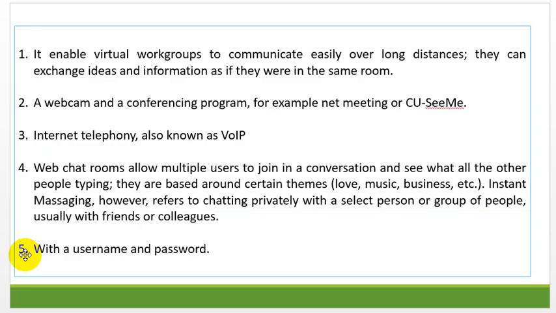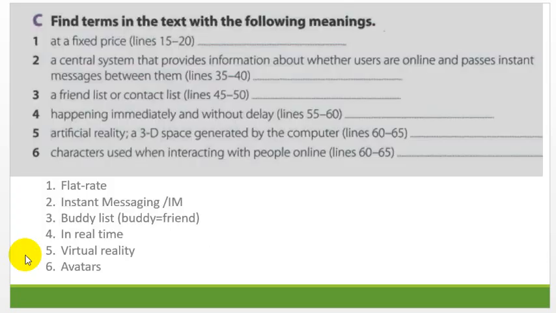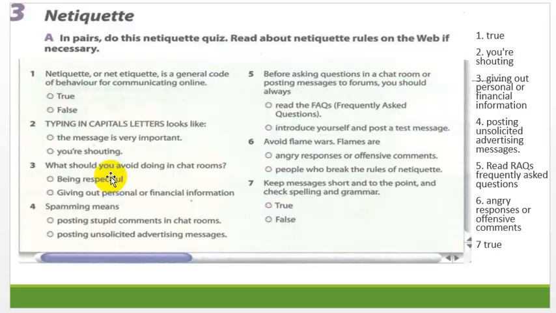If you can find, here is the answer key, and you can match these answers with the questions above. And once again, we have another exercise. Find a term in the text with the following meaning: these are at a fixed price. Please go to line number 15 up to line number 20 and find this phrase. What is the meaning of at a fixed price? It means flat rate. Do the second, third, fourth, fifth, and sixth. This is your homework.